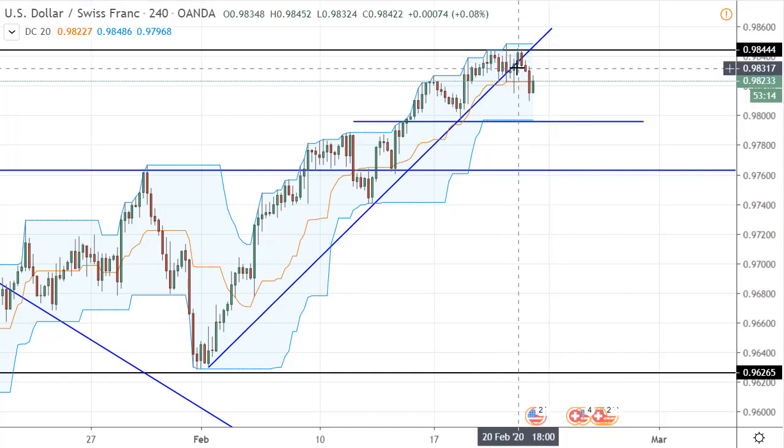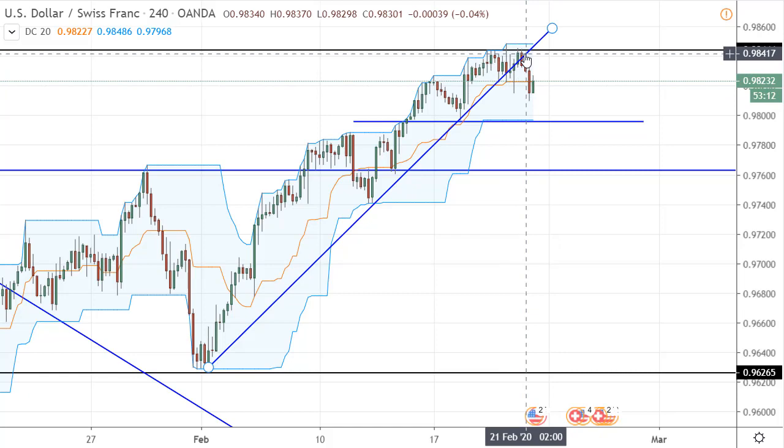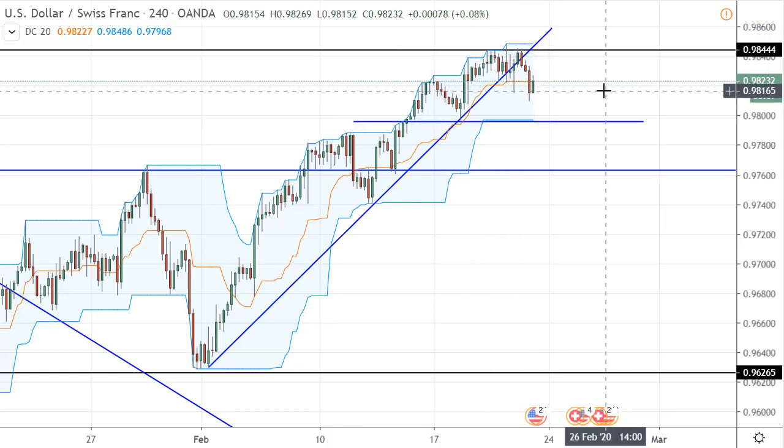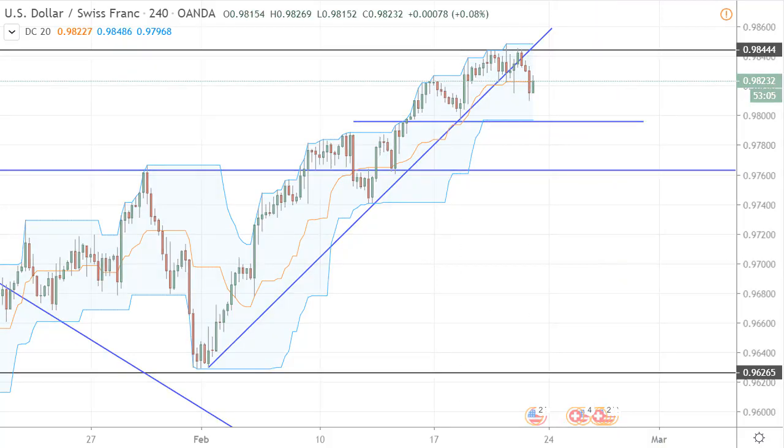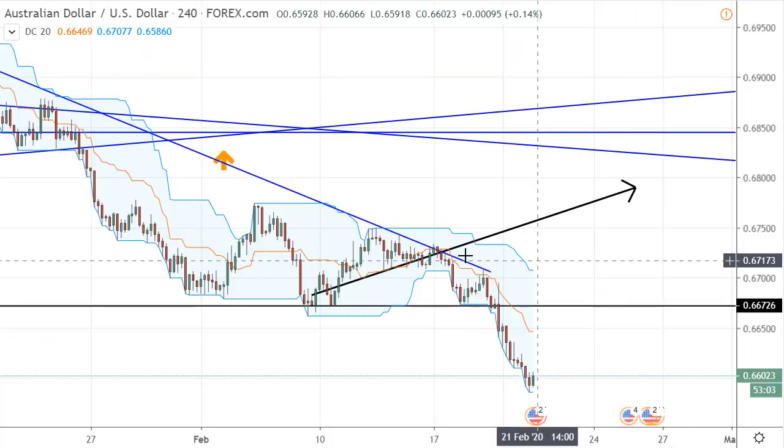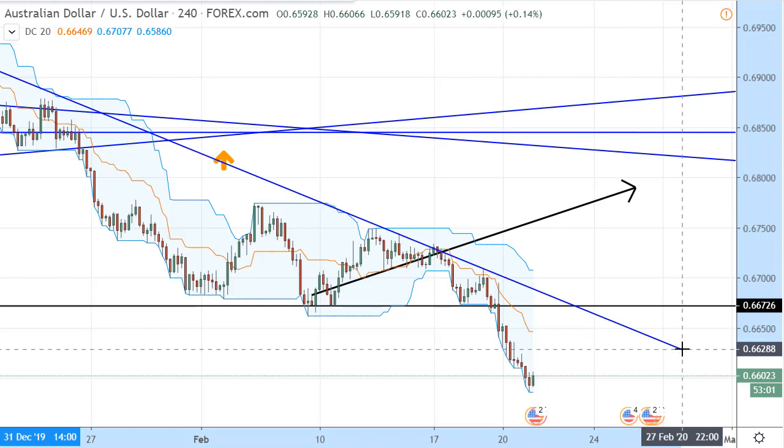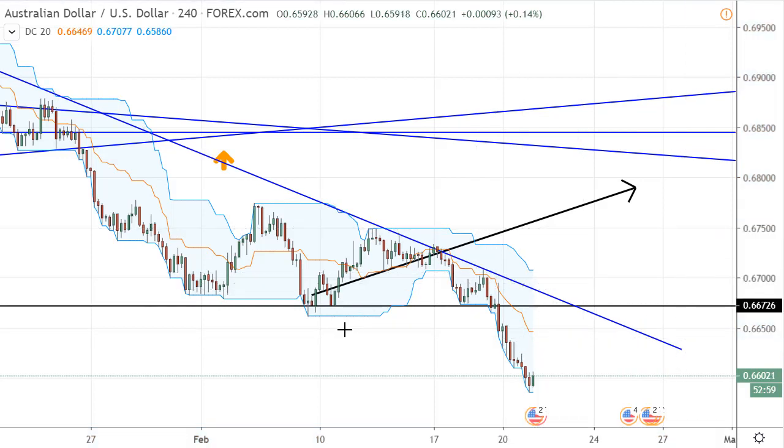Broken over here, but got rejected. So this is not really a retest to me. We need some more information before calling it an official reversal. But let's see. Australian US dollar. Yes, again we failed to break this level over here, so we are trading lower.